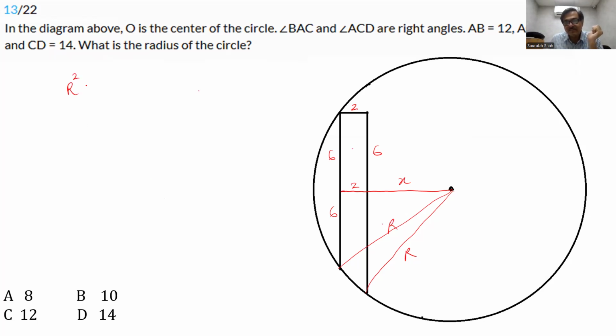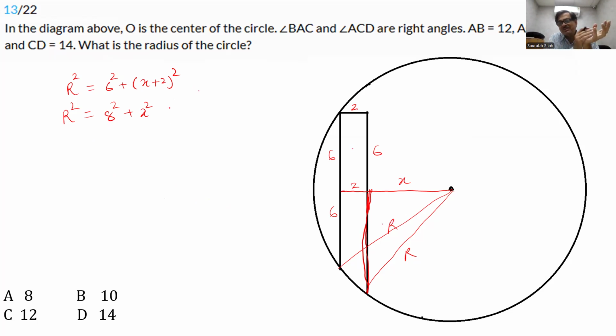R square is equal to, if I take the smaller triangle first, 6 square plus X plus 2 whole square. And in the bigger triangle here, a right angle triangle, by Pythagoras, R square is equal to 8 square plus X square. From this, we can solve for X and then ultimately get R.